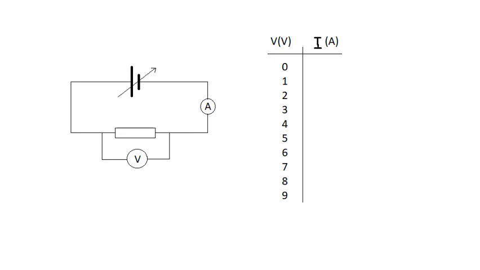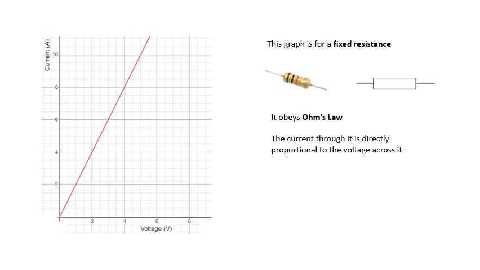We get our results, we plot a graph, and you can see here now for a fixed resistance, or a resistor, the graph is a straight line. So the graph of current against voltage is a straight line. We say that it obeys Ohm's law. Ohm's law says that the current through the component is directly proportional to the voltage across it. In other words, the graph is a straight line.